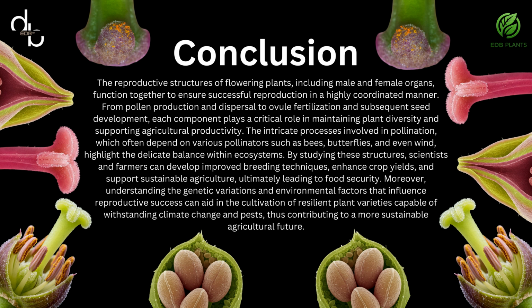By studying these structures, scientists and farmers can develop improved breeding techniques, enhance crop yields, and support sustainable agriculture, ultimately leading to food security. Moreover, understanding the genetic variations and environmental factors that influence reproductive success can aid in the cultivation of resilient plant varieties capable of withstanding climate change and pests, thus contributing to a more sustainable agricultural future.